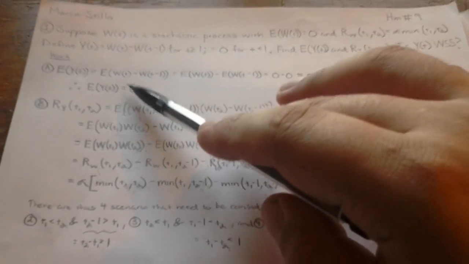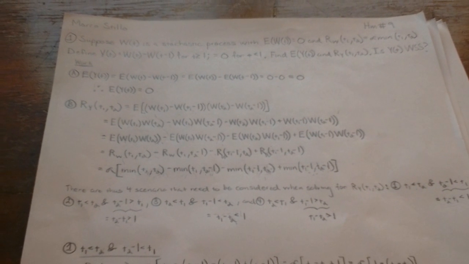And finally, as you can see, the expected value of y is equal to a constant of 0, and because we can write our autocorrelation in terms of the time difference, indeed the function y of t is WSS. Thus ends problem number 1 of homework number 9.